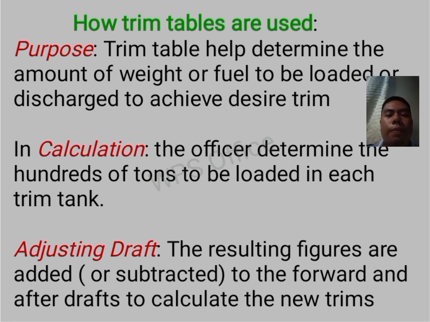How are trim tables used? The purpose of a trim table is to determine the amount of weight or fuel to be loaded or discharged to achieve the desired trim. In calculations, the officer determines the hundreds of tons to be loaded in each trim tank. In adjusting draft, the resulting figures are added to or subtracted from the forward and after drafts to calculate the new trims.